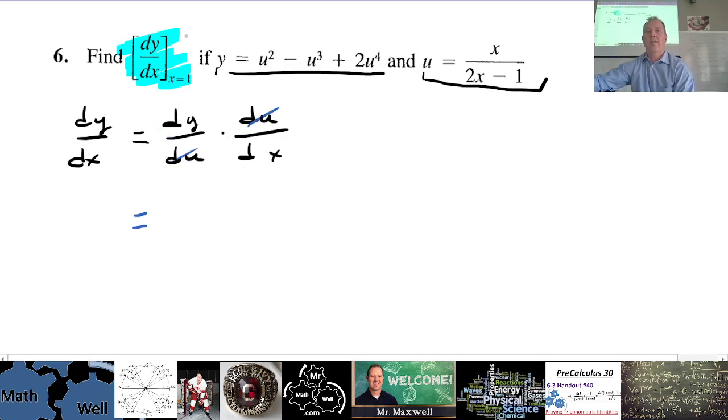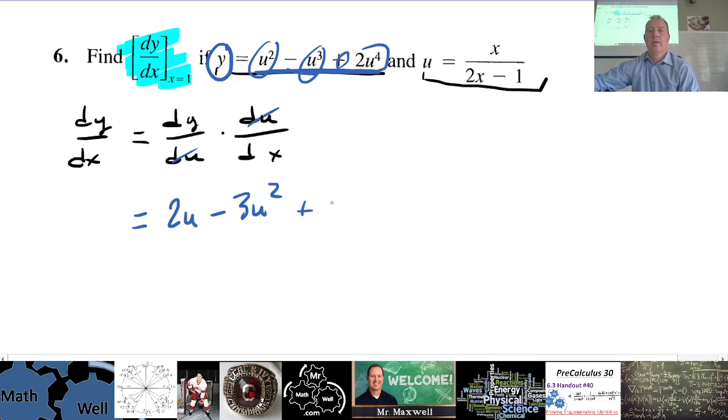So the derivative of this y function right here, with respect to u, is this: 2u minus 3u squared plus 8u cubed. Everybody see that? That's the derivative of y with respect to u. Now we multiply this by the derivative of the u function with respect to x.